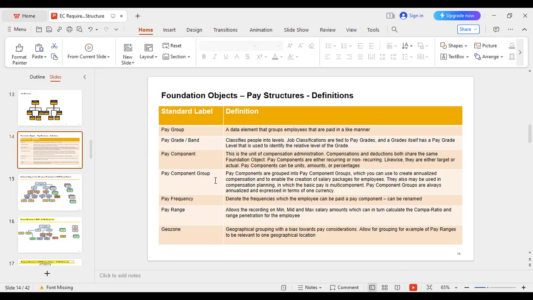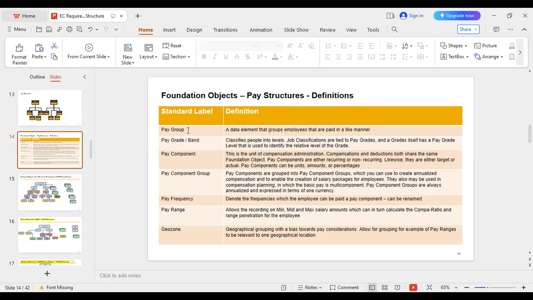Okay, these are the groups which consolidate these pay components, maybe on the basis of recurring and non-recurring. These are the component groups. Frequency means we are giving them on a weekly basis, hourly basis, or whatever the frequency of these pay components is, how we are defining these components. Okay, these all are interrelated as a structure.